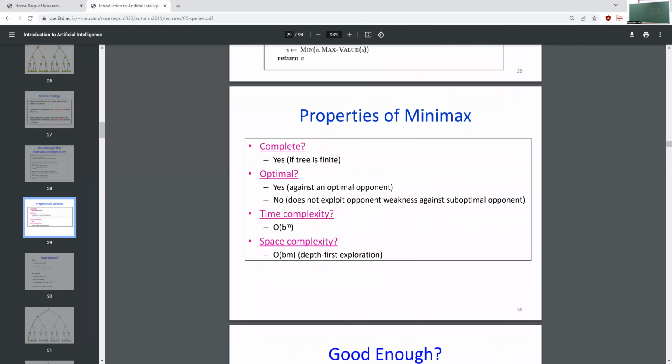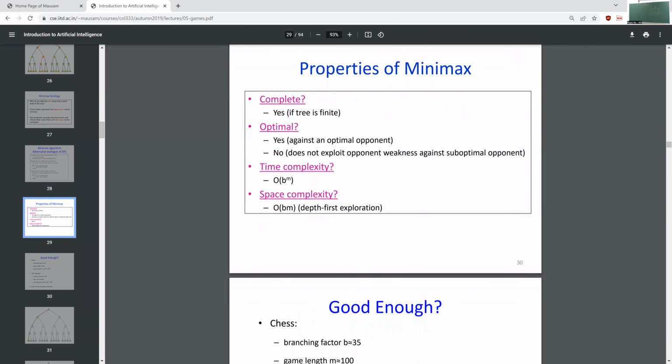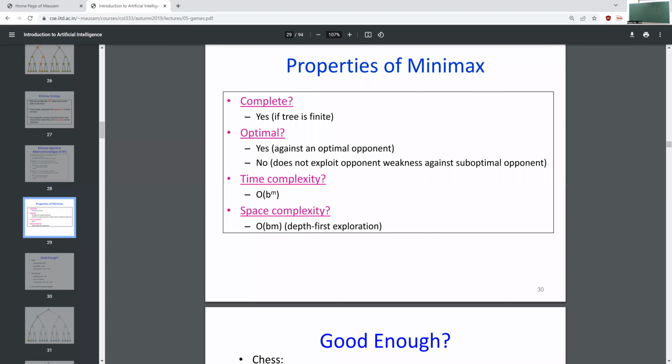Okay, finally, last slide, properties of minimax. Is it complete? Meaning, is it always going to terminate and give you a winning strategy? The answer is yes, if your search tree is finite. If the search tree is finite, then it's going to, of course, terminate. It's depth first search with a bounded tree. Is it optimal? Does it guarantee an optimal strategy?